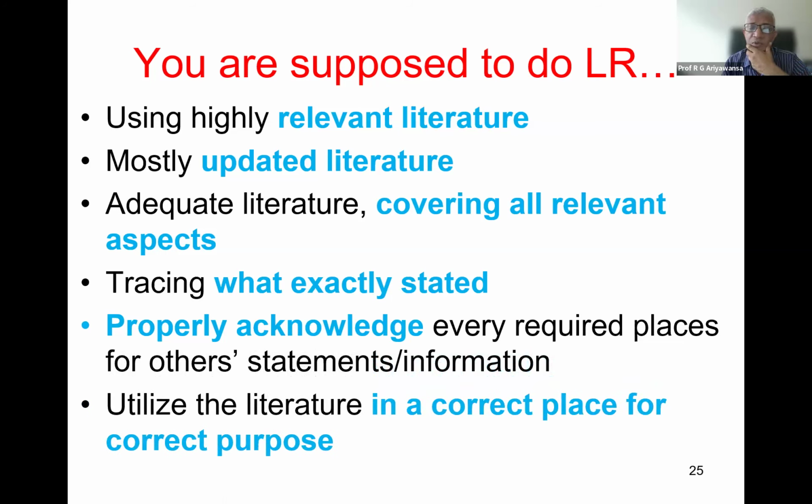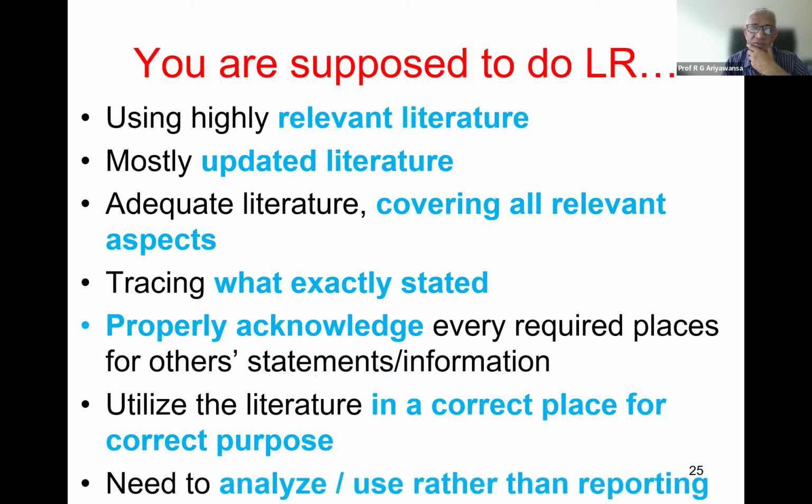Utilizing the literature is very, very important. You have to use it in a correct place, for correct purposes, and need to analyze rather than reporting. You have to synthesize, analyze, and make use of it rather than simply reporting, telling. You are telling something that some others have done. So that is not what we expect. Just listing out the findings of research is not what we expect.